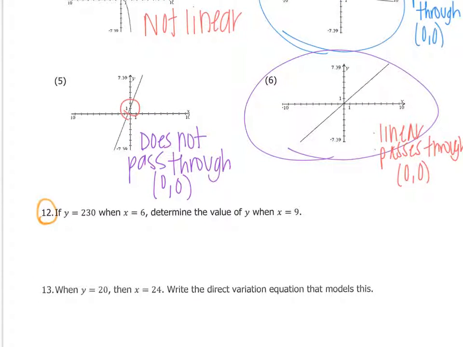I want you to take a look at number 12. I'm going to do this problem independently and quietly, silently, while you work on it on your own. If you need to look back, this was just like number 1. Look back at your notes if you need to. Use your study guide. Utilize your resources while you have them now.